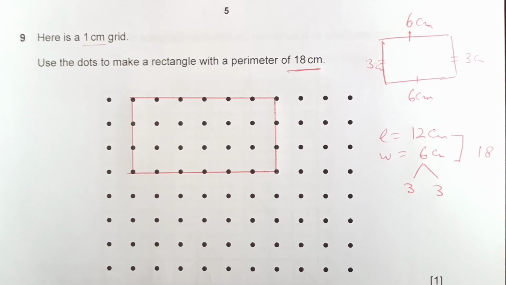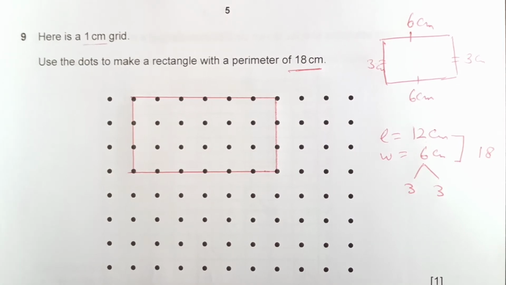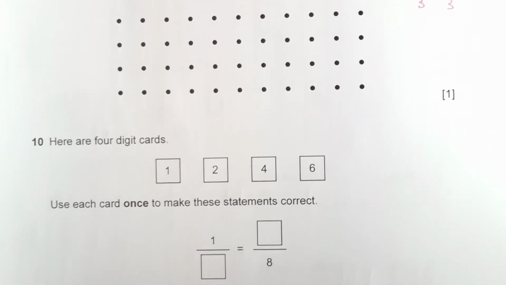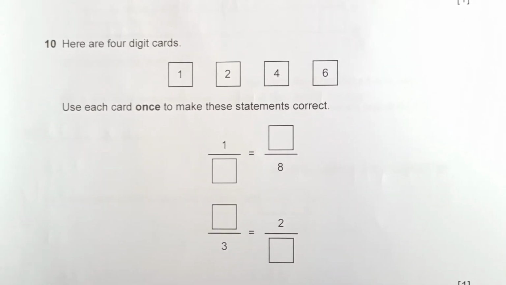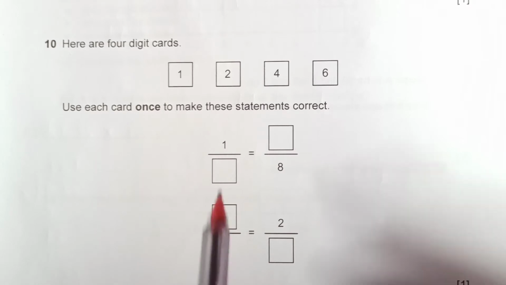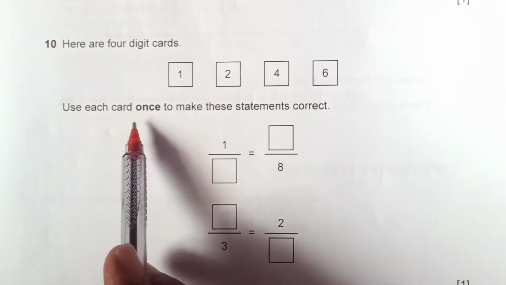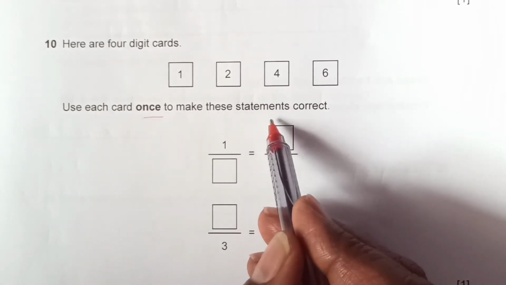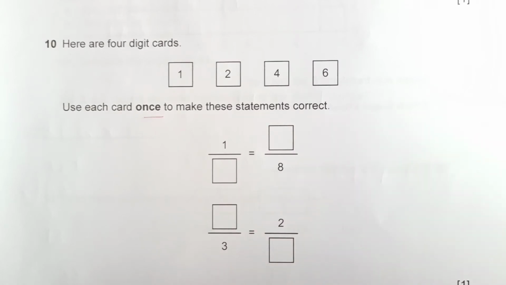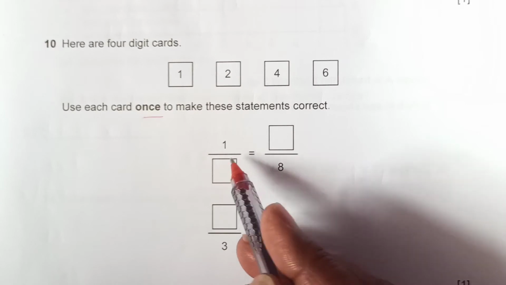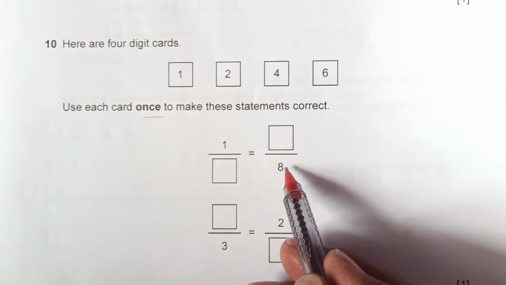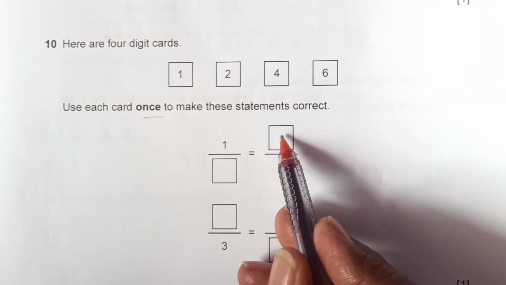So that's it. Question number 10. Here are 4-digit cards. You can see these cards here. Use each card once to make these statements correct. So we need to make these statements correct. So one is already given. 1 over something equals something over 8.